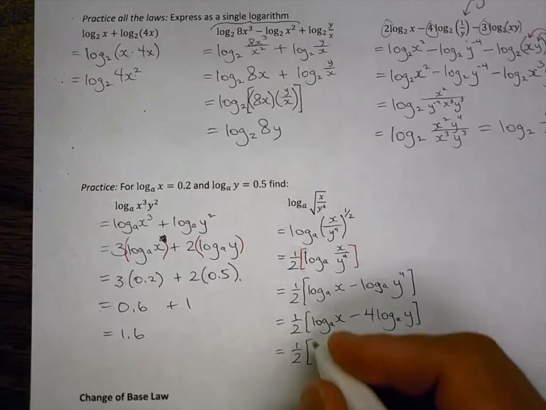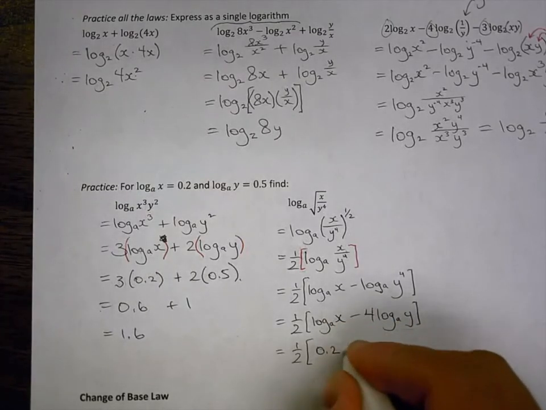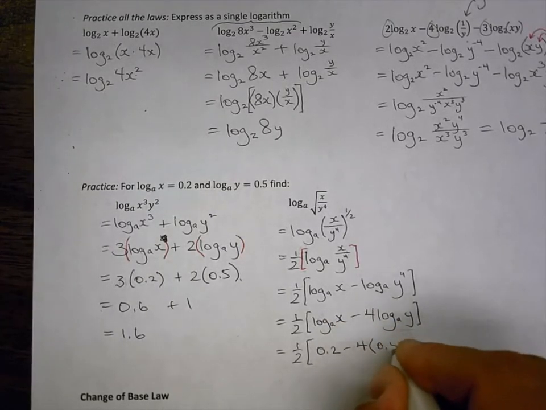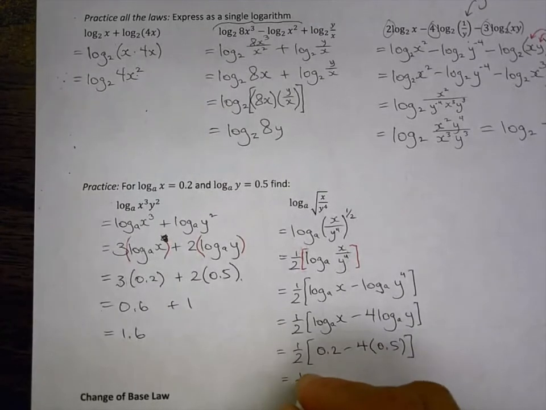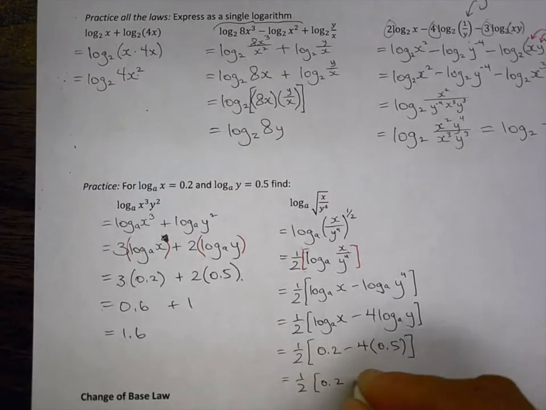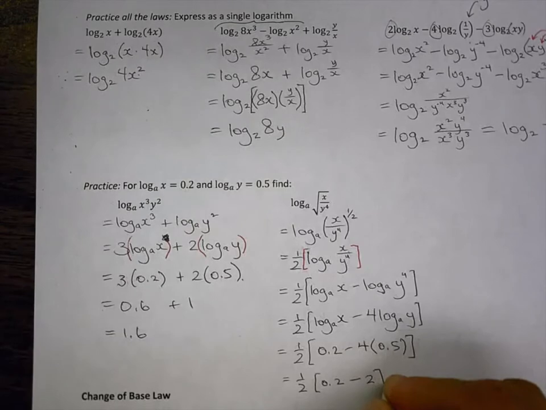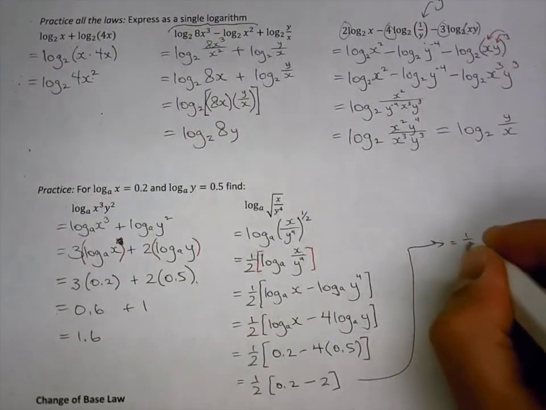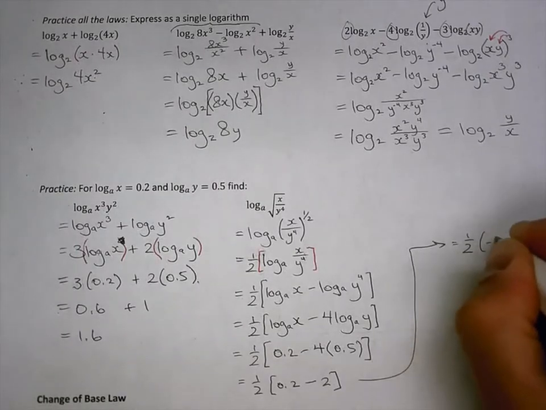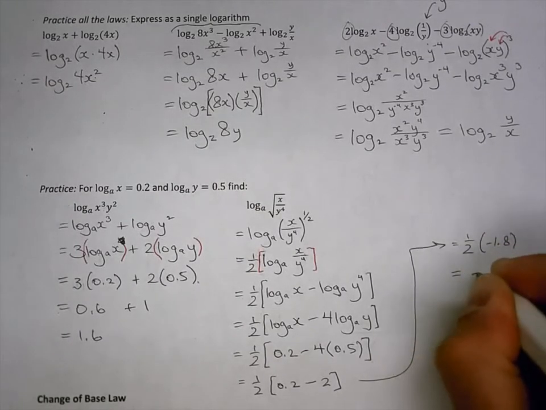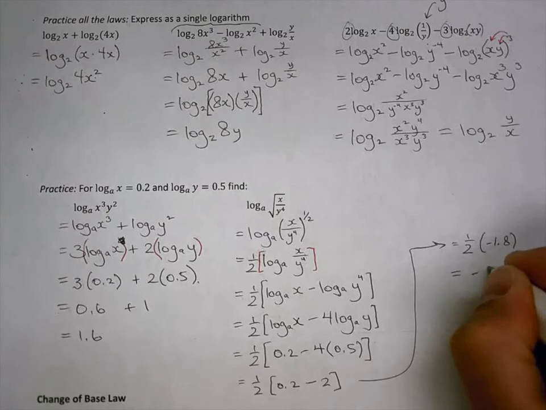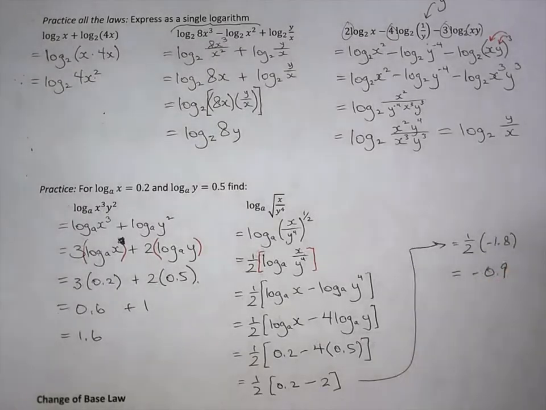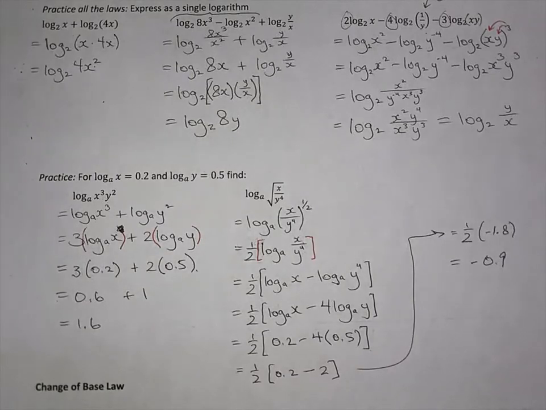So I have half of 0.2 minus 4 times 0.5. That gives me half of 0.2 minus 2. Running out of space here. That gives me half of negative 1.8, which gives me negative 0.9. Okay, phew. So log laws, there you go.